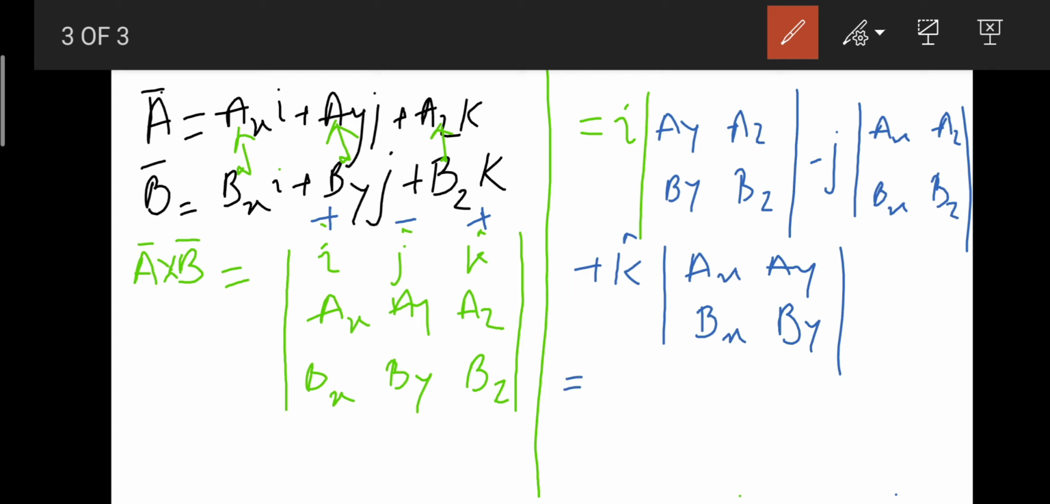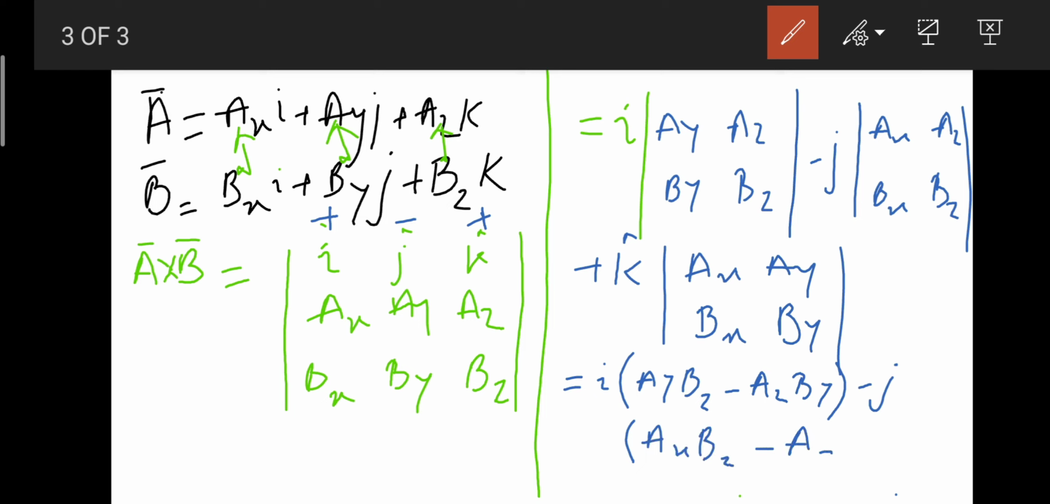And what we get is the i unit vector, a y b z minus a z into b y, minus j, and minus j for which the values I will have would be a x b z minus a z into b x.